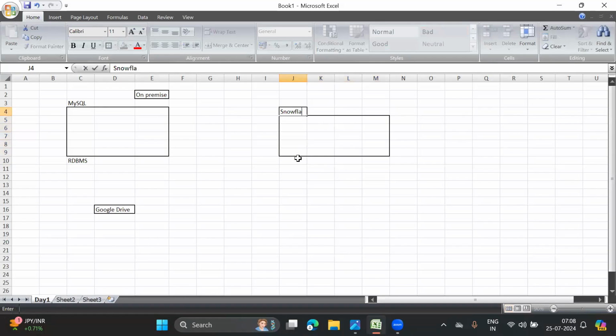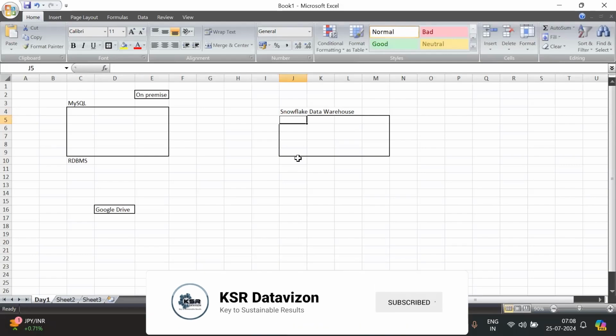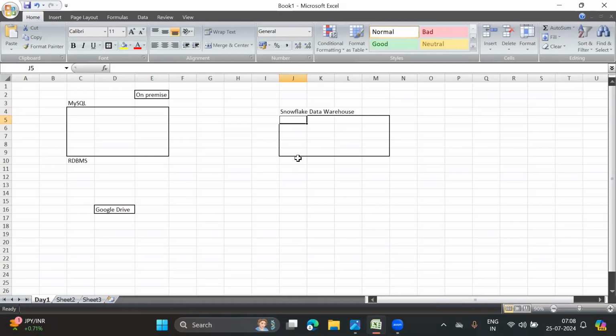It is a software as a service offering that is available to us. It is again an RDBMS. I mean, it has a lot of features, but simply speaking, just to keep things simple, you can consider it to be a database which is managed and maintained by someone else. Okay. So that is why, if we compare it to MySQL, we do not have to install Snowflake data warehouse.